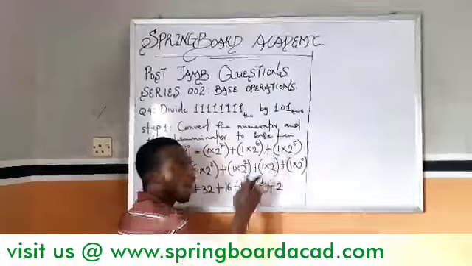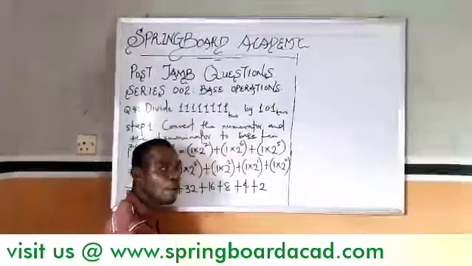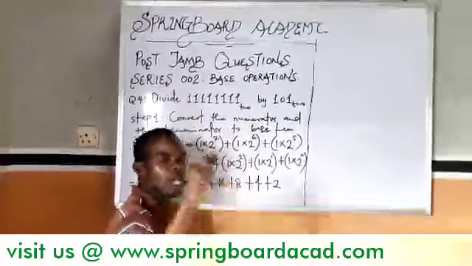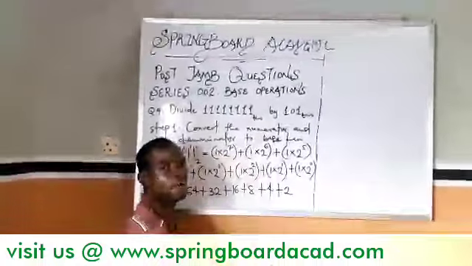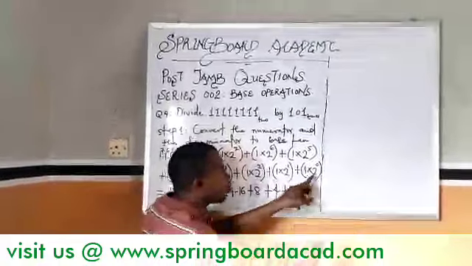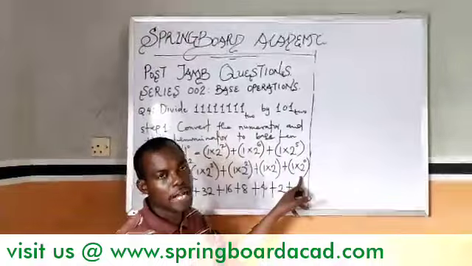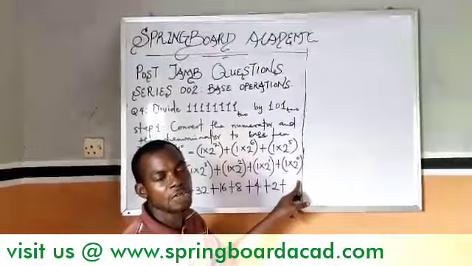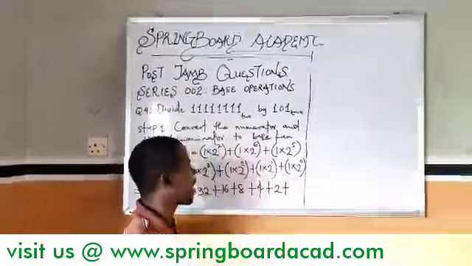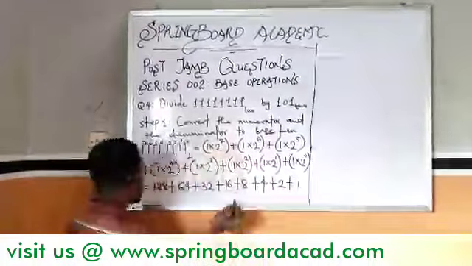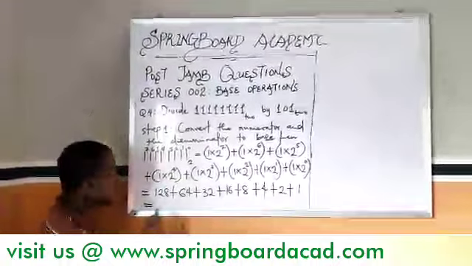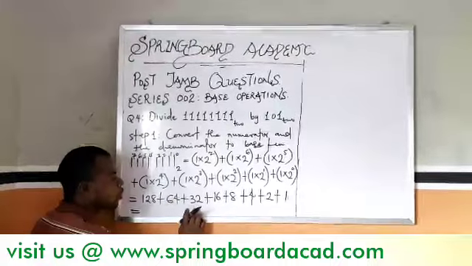How? 2 raised to the power 1 is 2. Any number raised to the power of 1 will give you that same number. Multiplied by 1, what do you have? 2. Now finally, you have 2 raised to the power 0. Recollect, any value raised to the power of 0 will give you what? 1. Multiplied by 1, what do you have? 1. Now what do you do? You add up everything in base 10. That will give you this plus this plus this.